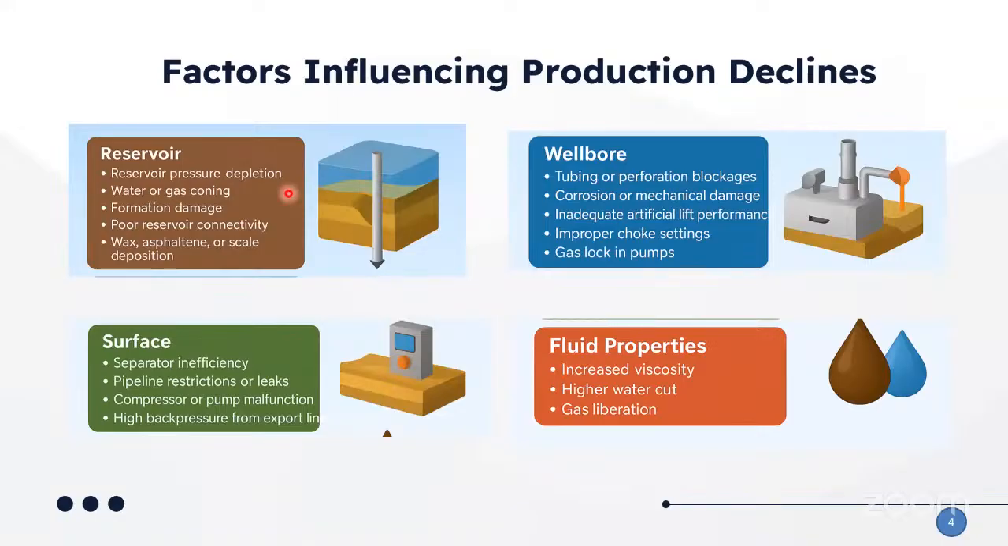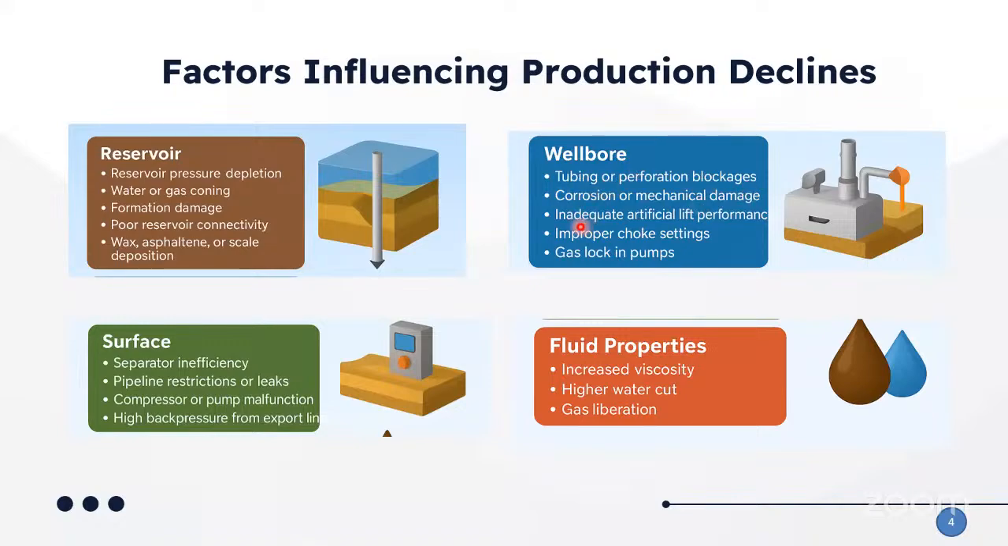Then formation damage, when there is not enough permeability around the wellbore, maybe caused by fine particles entering and blocking the pores, that is the perforated pores that bring fluid into the wellbore. Poor reservoir connectivity can also be another thing. Waxes, asphaltene or scale deposition can also occur near where your well is connected into the wellbore, so through those perforations. Then another place is the wellbore tubing or perforation blockage.